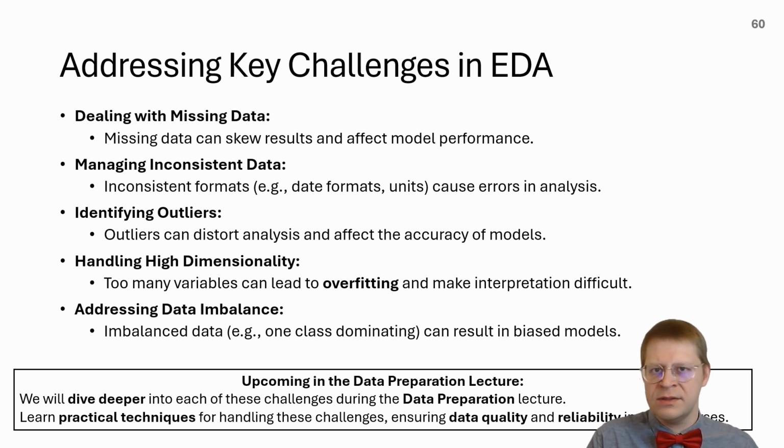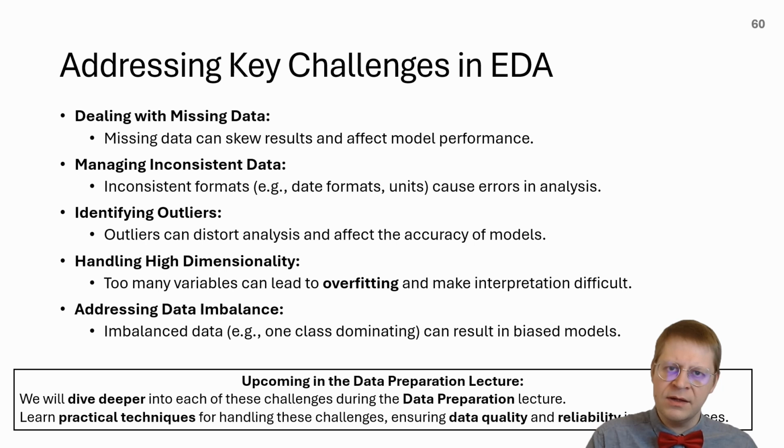And inconsistent data formats, such as dates or units, require standardization to avoid errors. Outliers need to be carefully identified and, if necessary, removed or transformed to prevent skewed results. And when working with high-dimensional data, techniques like principal component analysis can reduce complexity and prevent overfitting.